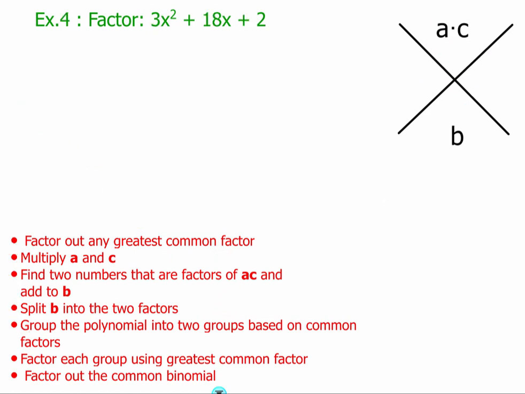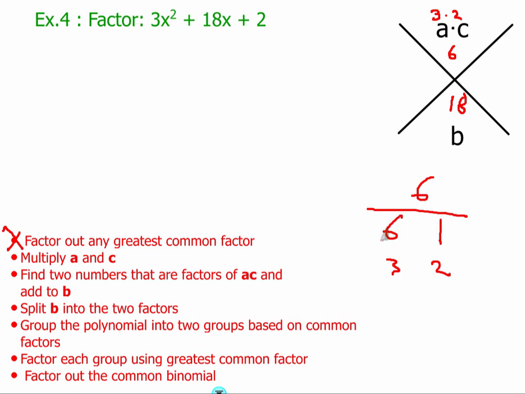All right, last example we're going to do as a group here is example 4, and we want to factor 3x squared plus 18x plus 2. So first step, greatest common factor of 3, 18, and 2. Those don't share anything. So now I want to multiply a times c. 3 times 2, that's 6. And next, I want to find two numbers that multiply to 6 and add to 18. So if I think about this, the only factors of 6 are 6 and 1, and 3 and 2. All right, 6 plus 1 is 7.